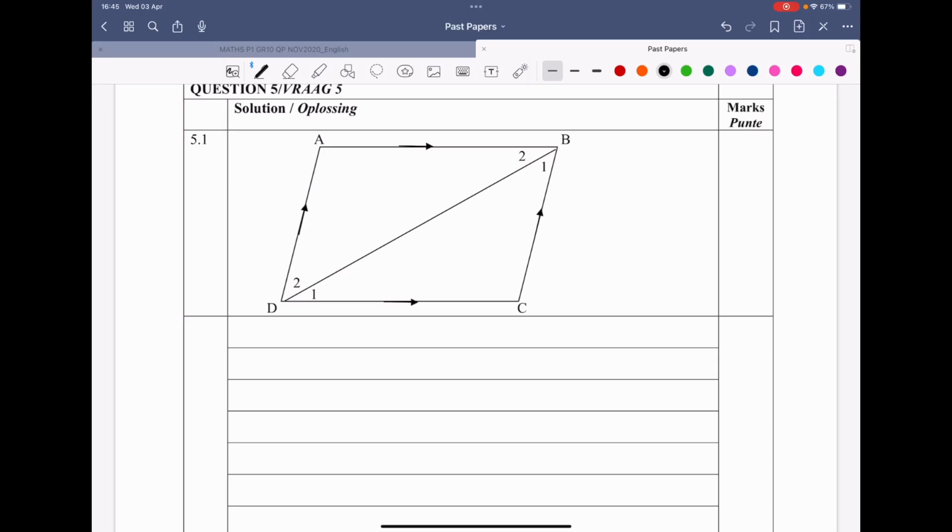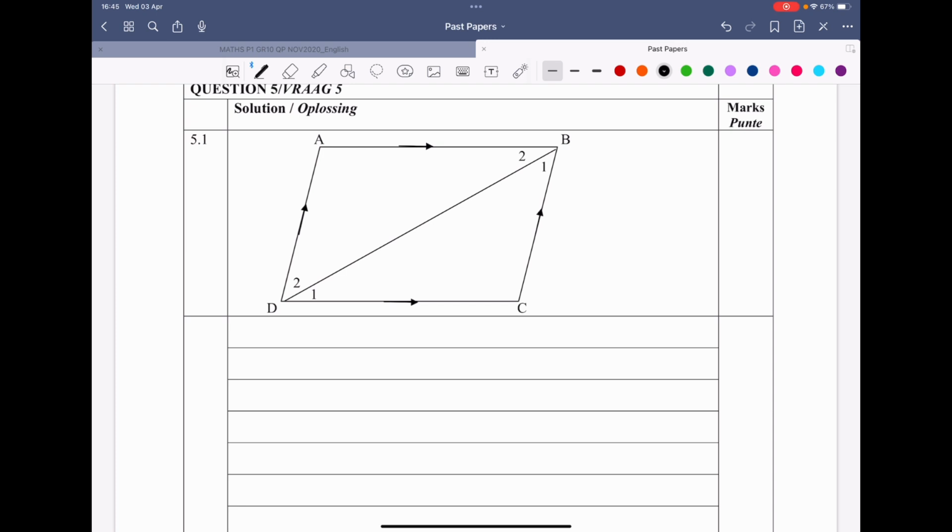Eastern Cape, November 2020, grade 10 maths, paper 2. We're now on question 5. Okay, so we're given this parallelogram ABCD, and we are asked to prove that AB is equal to CD and that AD is equal to BC.